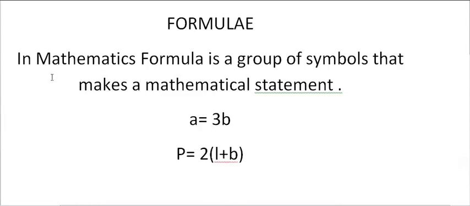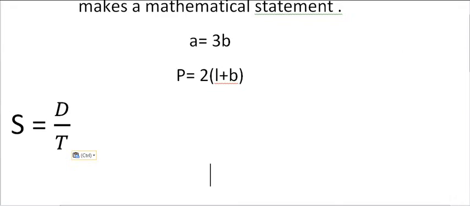Or we could take another example of a formula: speed is equal to distance upon time. That is another formula. So these are all made up of symbols and they form an equation. All these statements are mathematical statements which form an equation. A group of symbols that make a mathematical statement or form equations are called formulas.